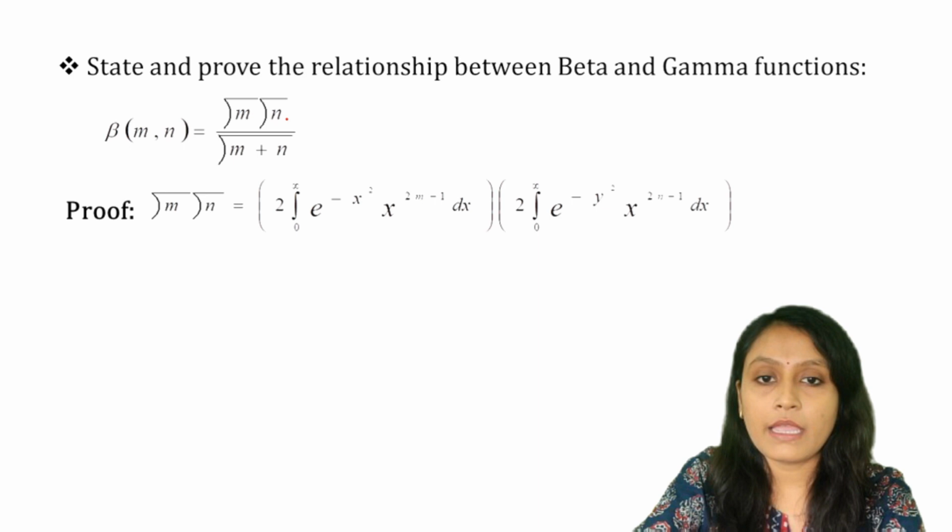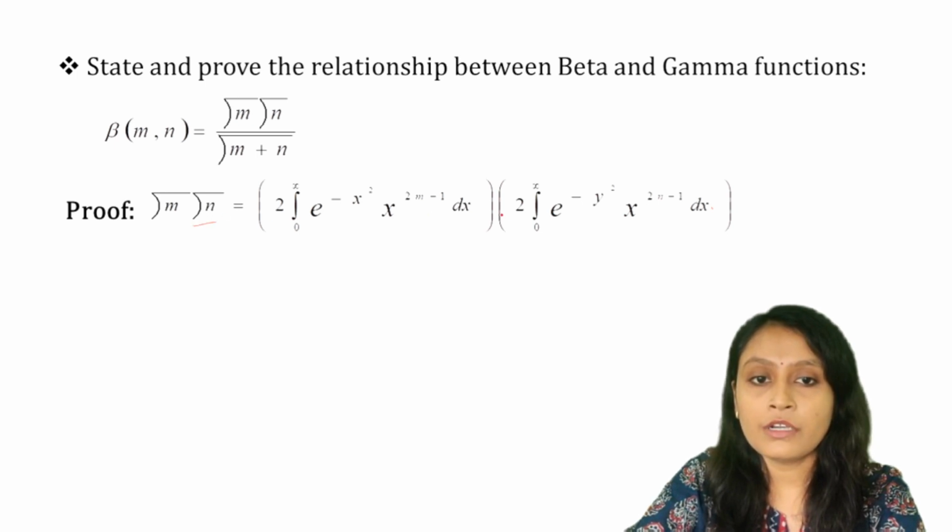Take this gamma m into gamma n. Just apply the formula, so you will get gamma m is equal to 2 times integration 0 to infinity e raised to minus x square x raised to 2m minus 1 dx. Here we have m, so write down m over here. Now gamma n is equal to what? 2 times integration 0 to infinity e raised to minus y square into y raised to 2n minus 1 dy.